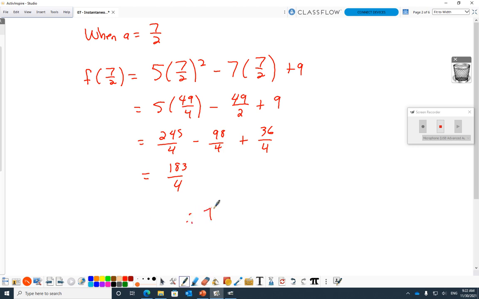Therefore, the point is 7/2, 183 quarters. Can't I just use decimals?